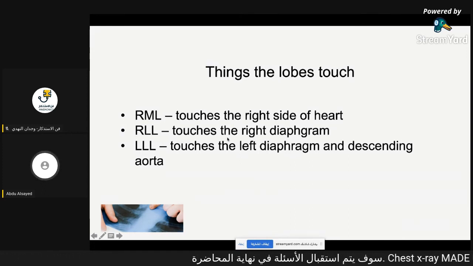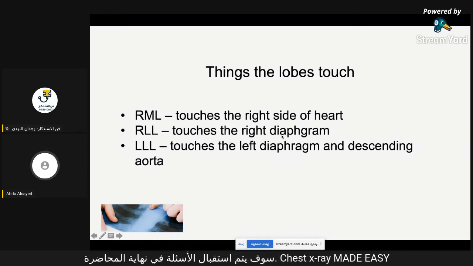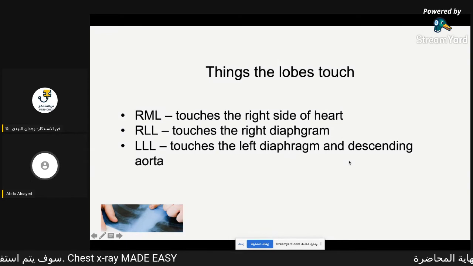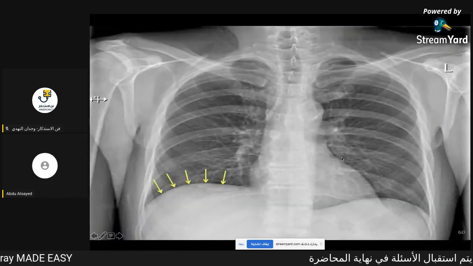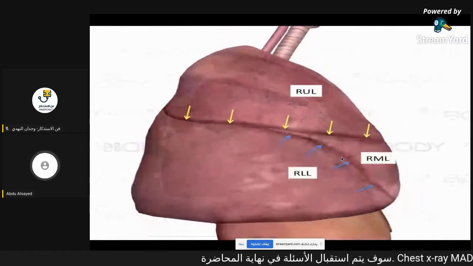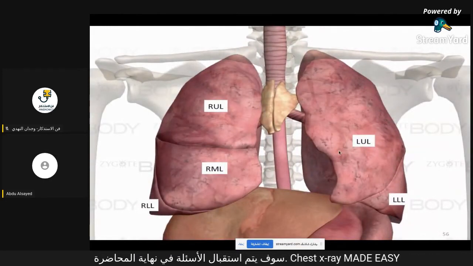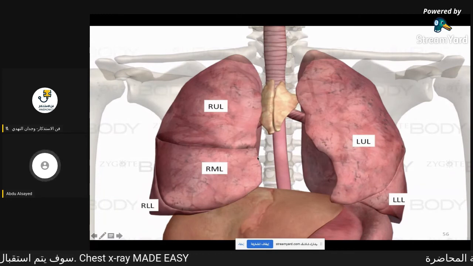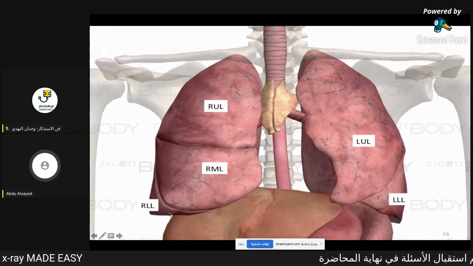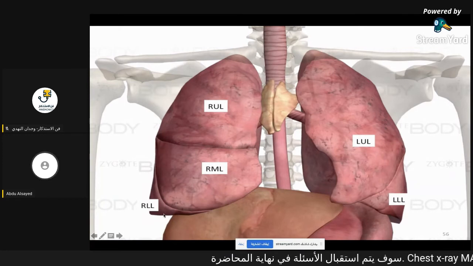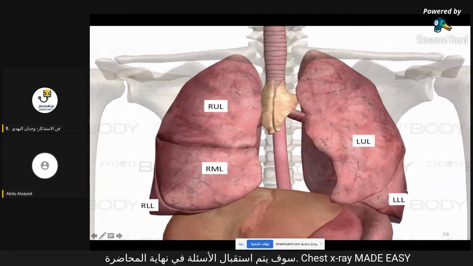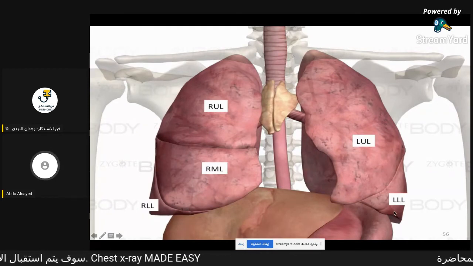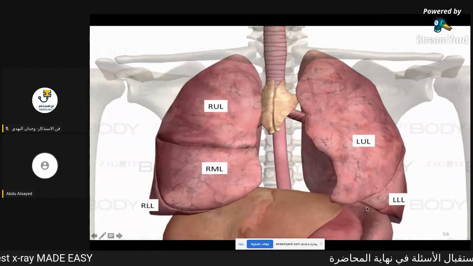As we mentioned before here, the right middle lobe is in contact with the right side of the heart, and the right lower lobe is in contact with the right hemidiaphragm. And the same also here: the left lower lobe is in contact with the heart and touches the left hemidiaphragm. This is one of the most common misinterpretations of the chest X-ray.